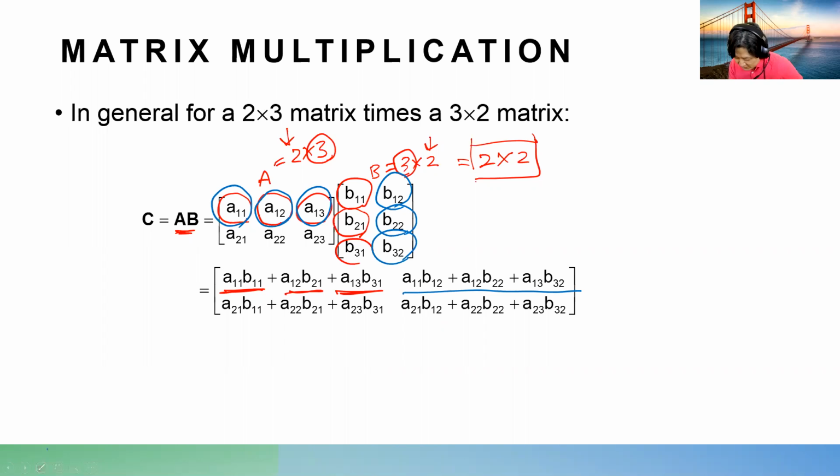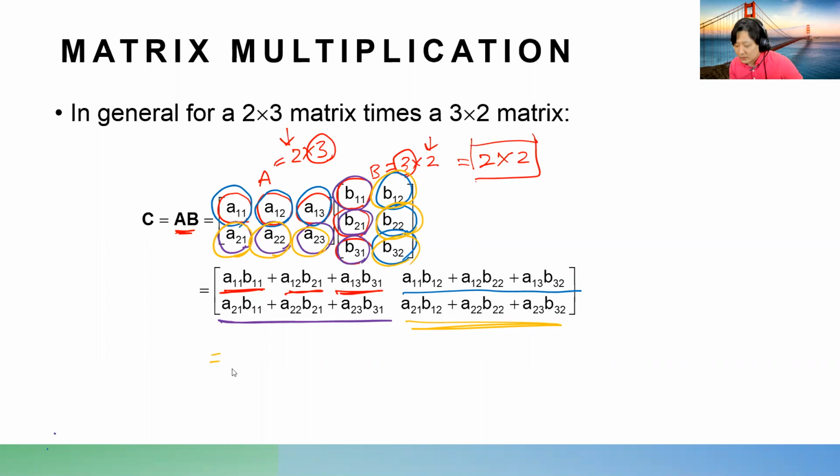And then the third: A21 times B11, A22 times B21, and A23 times B31. This is the third element. The last element is A21 times B12, A22 times B22, and A23 times B32. This is the fourth. In that way, we can compute the matrix algebra. Any questions here?